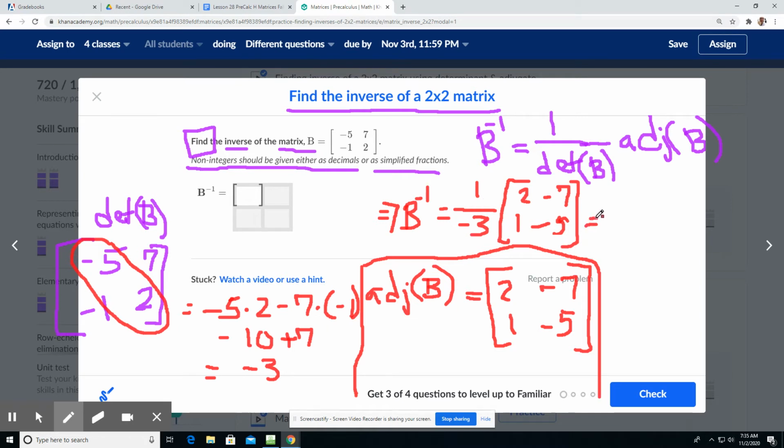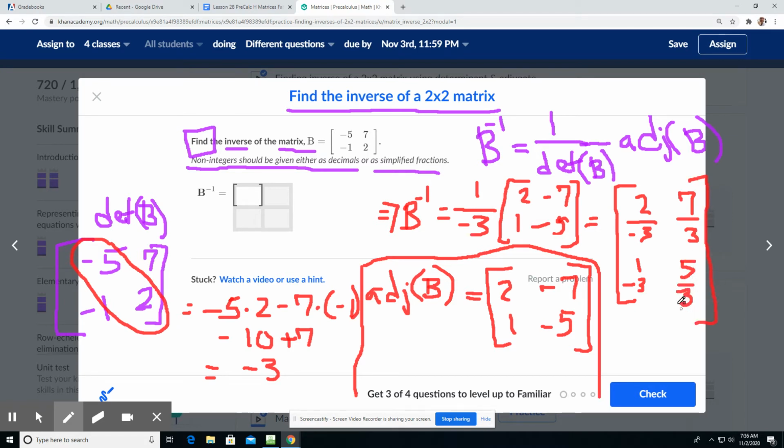So this turns into the final answer, 2 over -3. Since there are no fractions here, you're just throwing a -3 on the bottom everywhere. So that would be a +7 over 3. The negative and the negative cancel. And then we got 1 over -3, and the negatives cancel. That's 5 over 3.